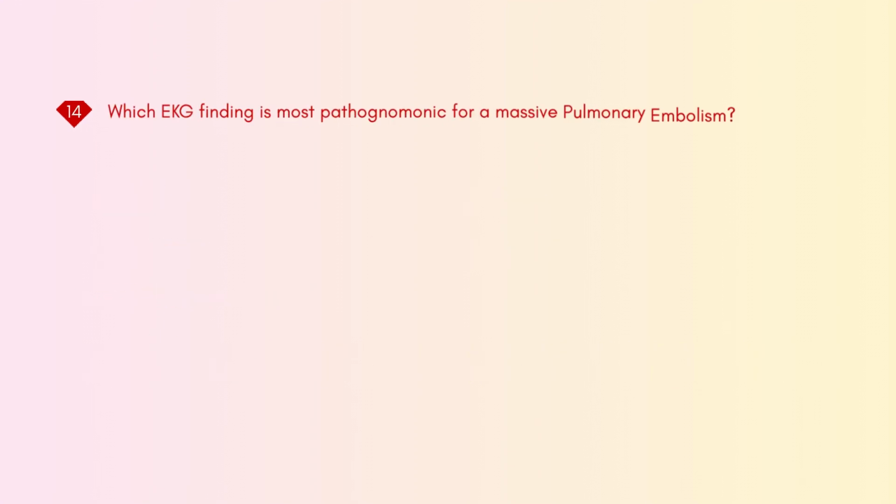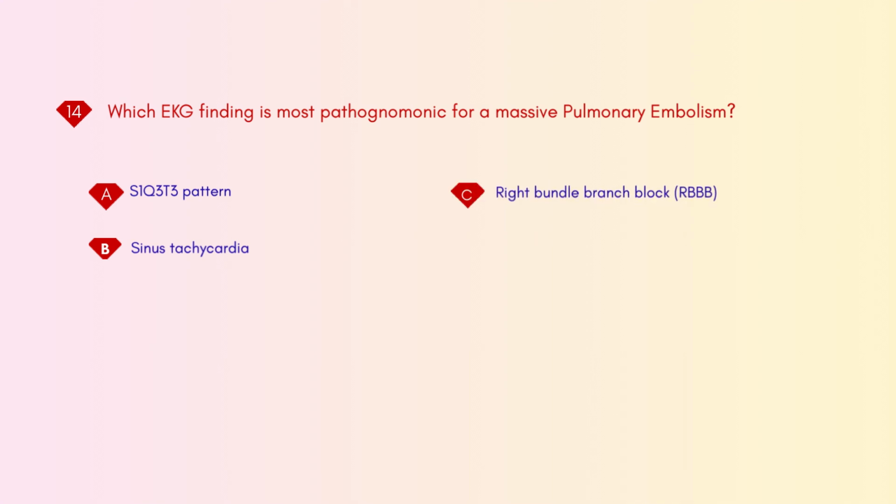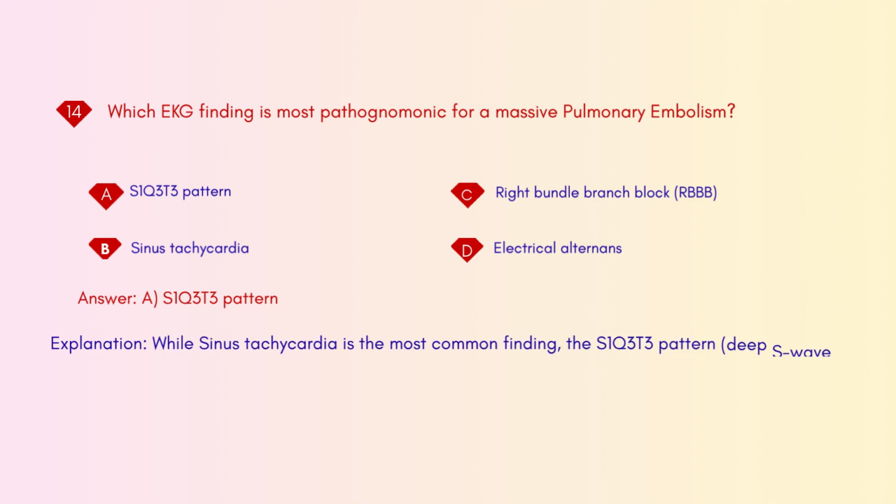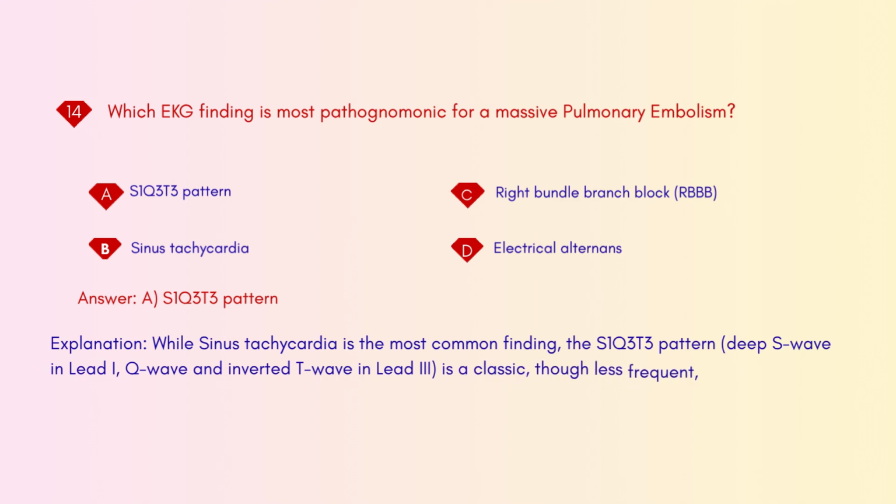Which EKG finding is most pathognomonic for a massive pulmonary embolism? A. S1Q3T3 pattern. B. Sinus tachycardia. C. Right bundle branch block, RBBB. D. Electrical alternans. Answer, A. S1Q3T3 pattern. Explanation: while sinus tachycardia is the most common finding, the S1Q3T3 pattern, deep S-wave in lead I, Q-wave and inverted T-wave in lead 3, is a classic, though less frequent, sign of acute right heart strain.